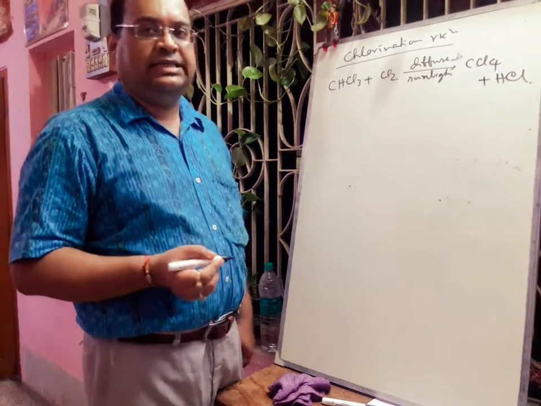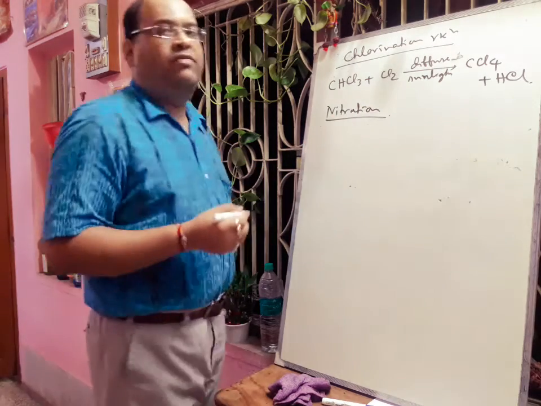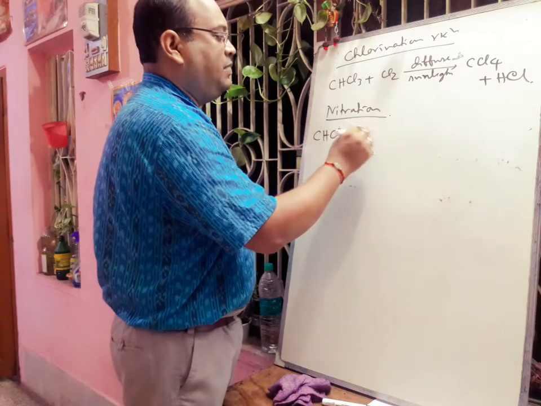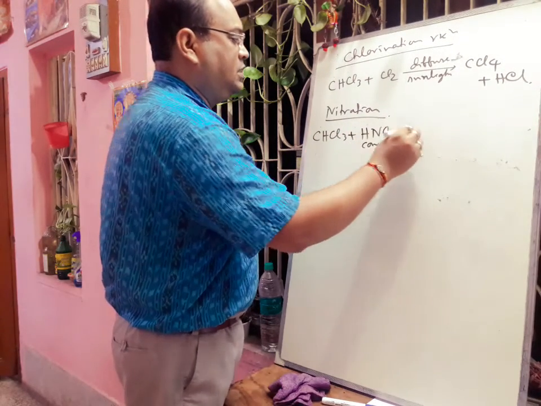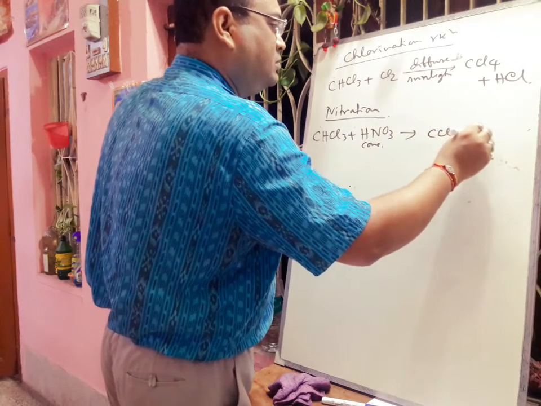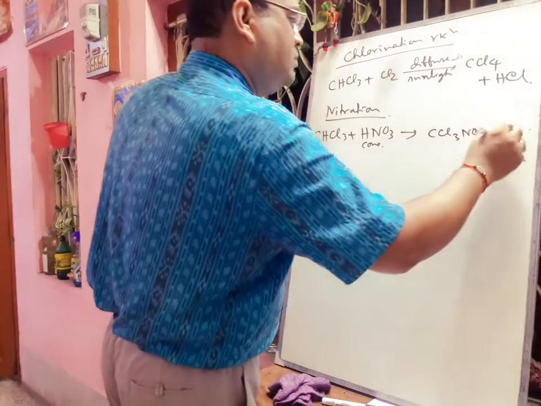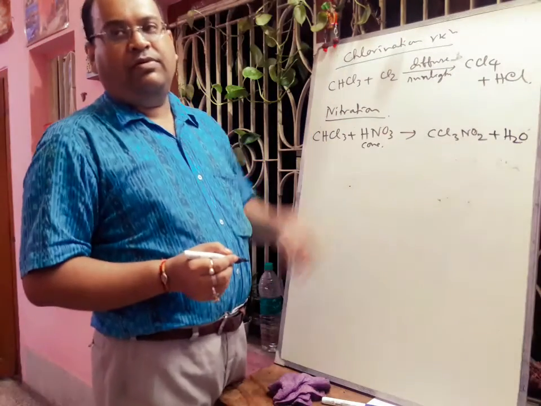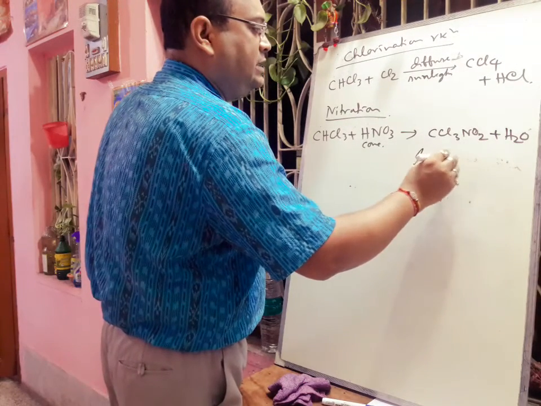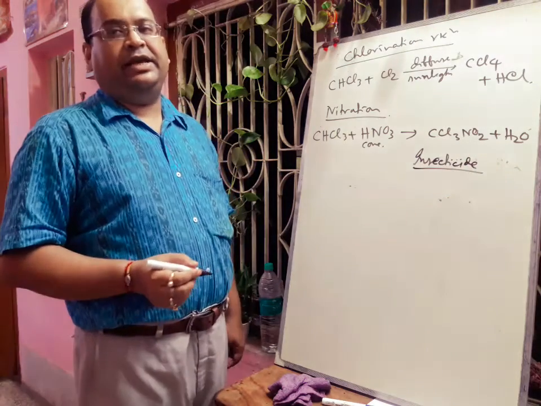Next we will discuss the nitration reaction. Chloroform can be nitrated by using concentrated nitric acid. We are taking CHCl3 plus concentrated HNO3. Then it will form CCl3NO2 plus H2O, and this compound's name is chloropicrin, and it is an insecticide.